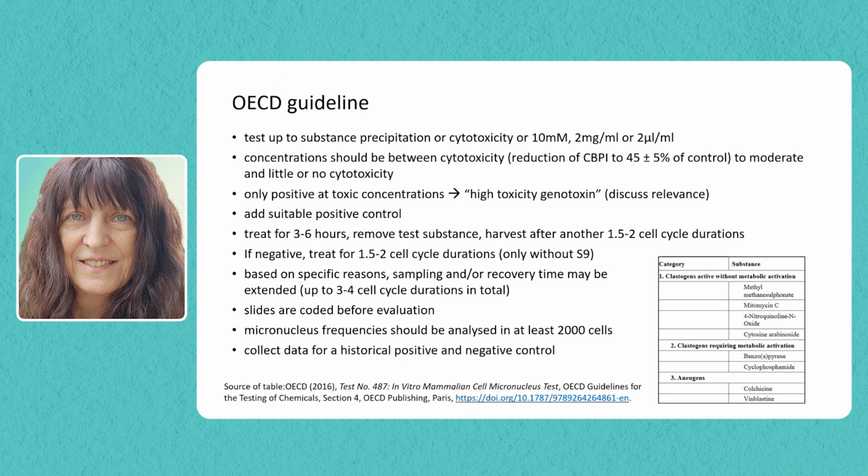And if it's not in the normal range, for example, the control on that day was double of what it usually is in the historical negative control, then you can say, okay, something was wrong with my culture. I'm not going to accept this result.